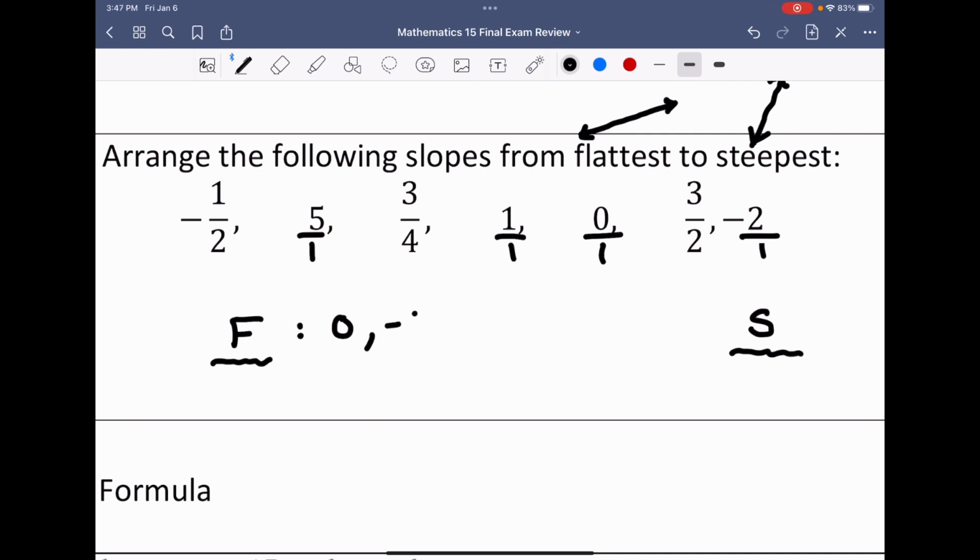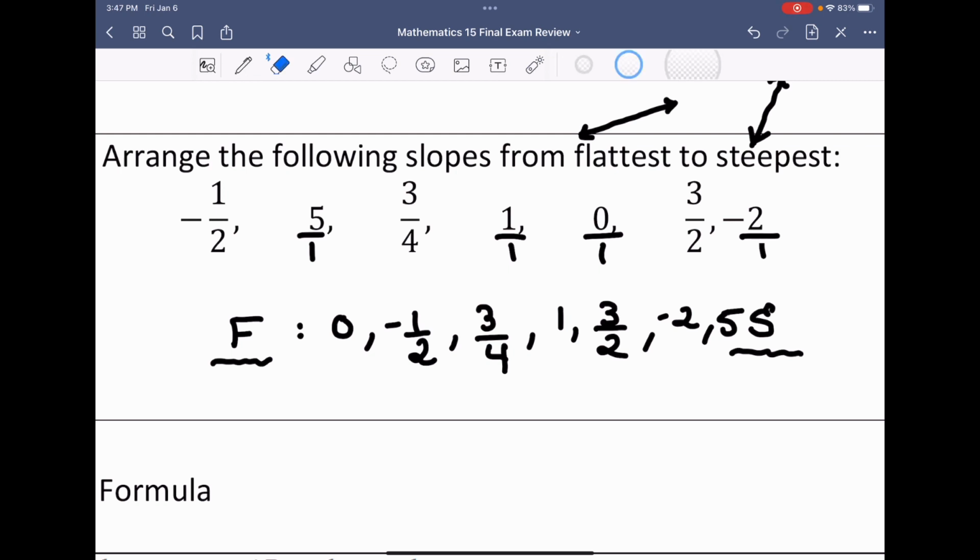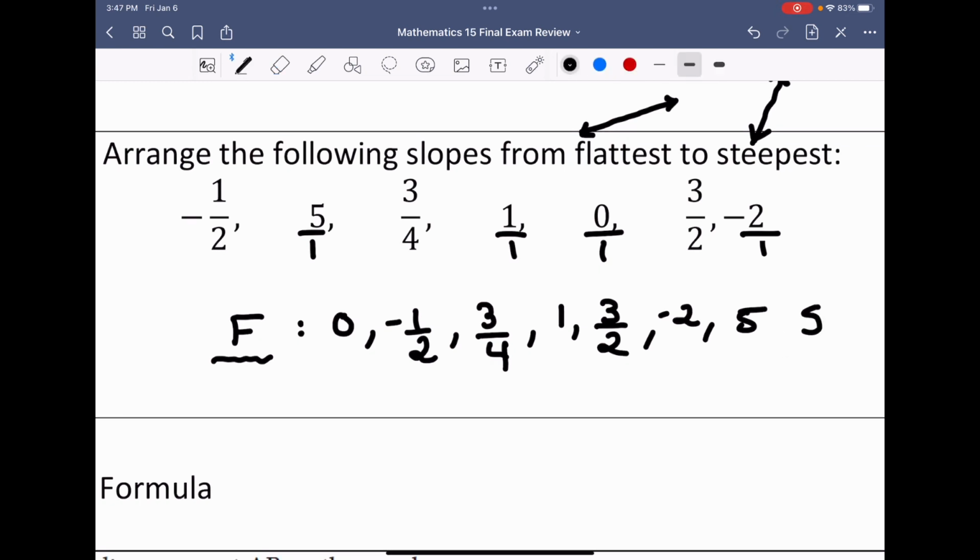Then we go to negative 1/2. That's the next smallest number. Then we go to 3 over 4, which is the next smallest number. Then we go to, in this case, 3 over 2. Actually, no, we have 1 available. 1, then 3 over 2. Then we go to negative 2. Finally, our steepest line is 5. So I'll space this out just a little bit more here. Our steepest is 5, and then we can cut that off here.